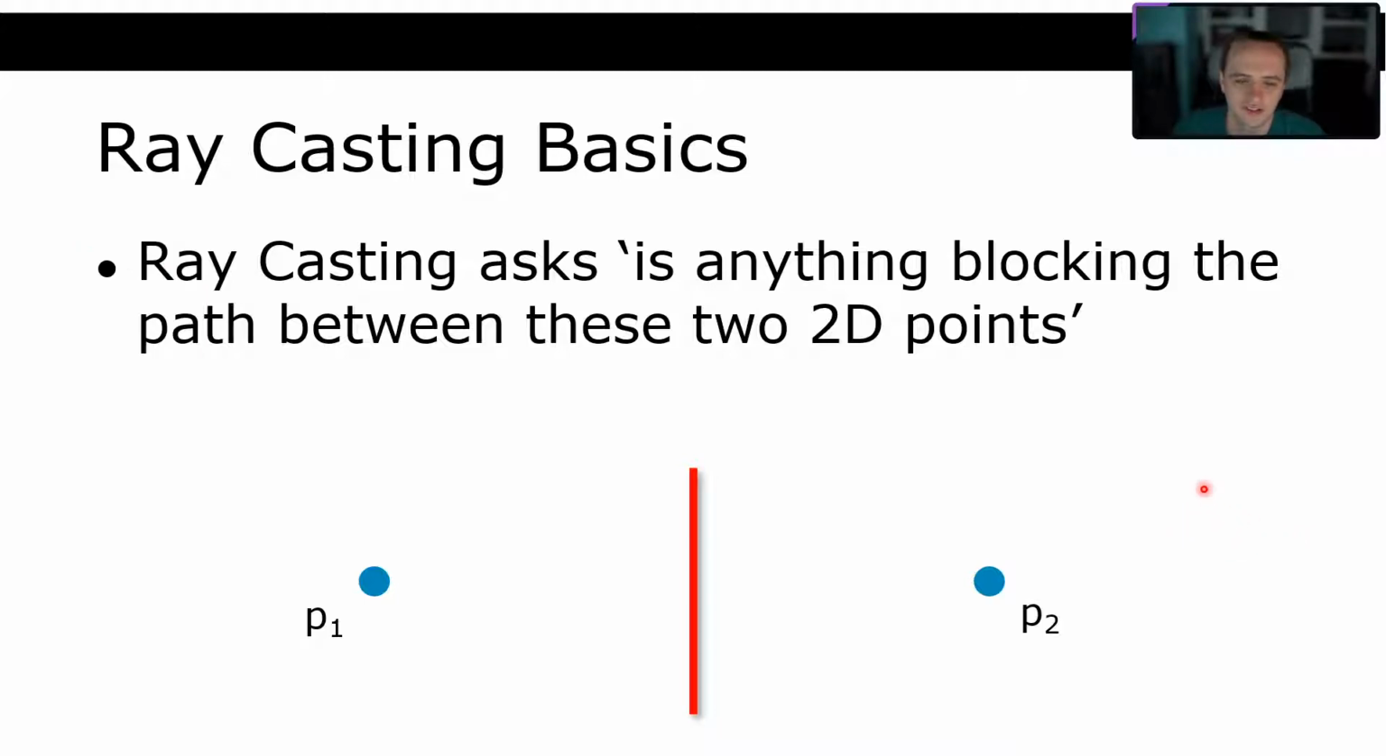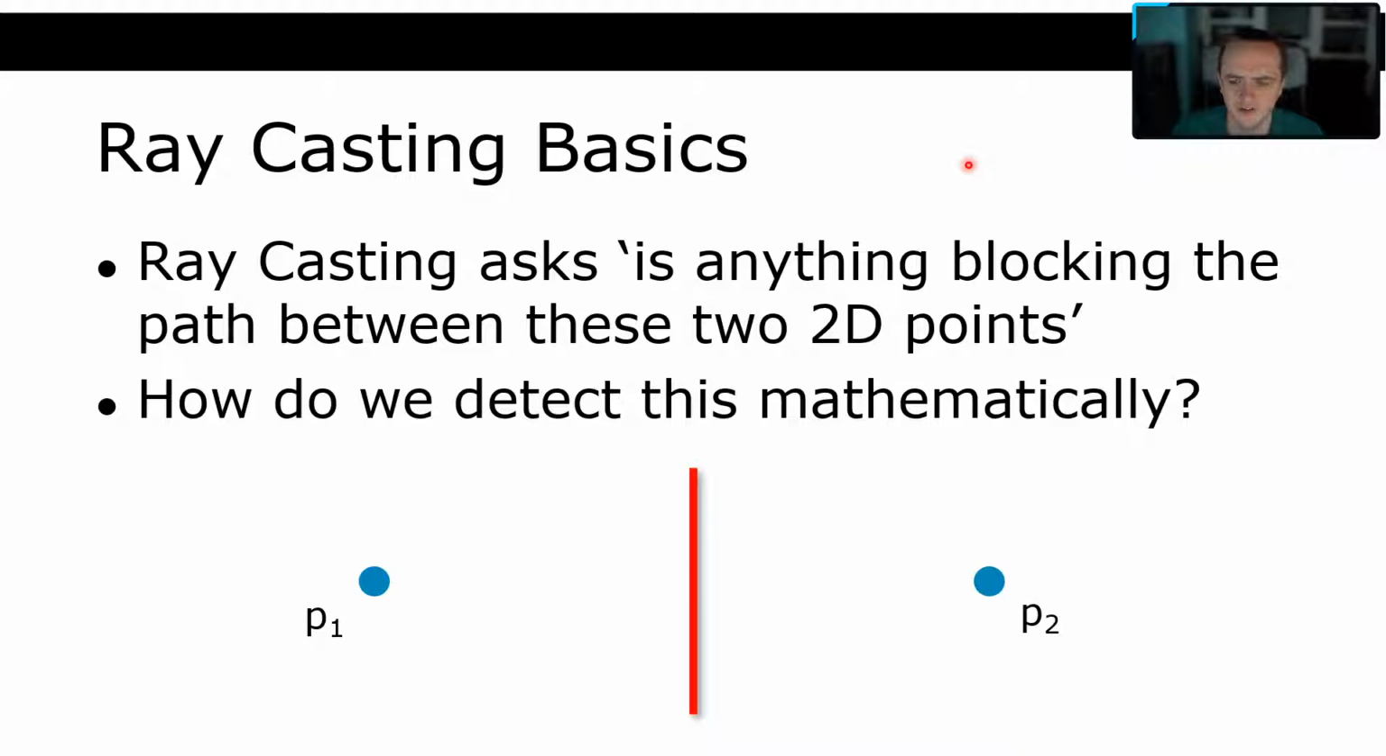So, raycasting basics. Raycasting essentially asks the question, is anything blocking the path between these 2D points? So here we have point 1 and we have point 2. And we have a line segment. And our games for our project are pretty much going to be made up of these line segments, right? Most game geometry is made up of triangles or planes or line segments. And so asking the question, does one line segment intersect with another line segment, is a very important question.